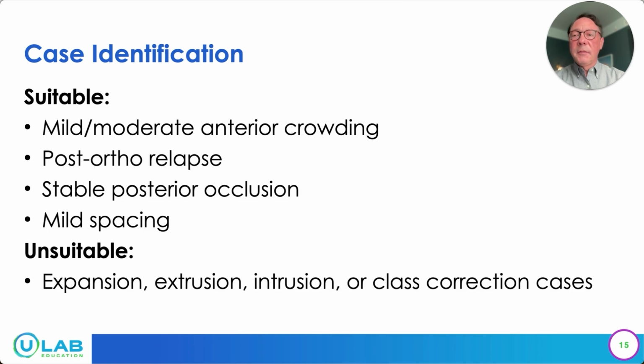For case identification, I like to go over a couple of things that we look for. These are the dividing lines between suitable and unsuitable cases for Social 6. So let's go over case identification. Some of the suitable cases are mild to moderate anterior crowding, post-ortho relapse, stable posterior occlusion, or mild spacing. Unsuitable cases are expansion, extrusion, intrusion, or class correction cases.